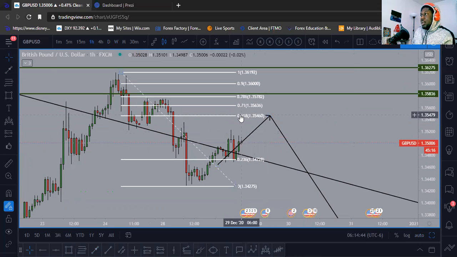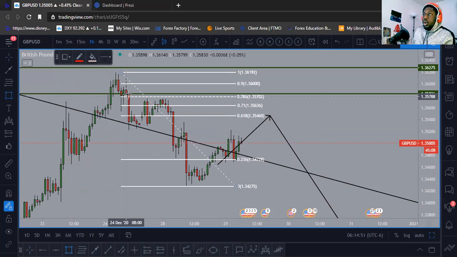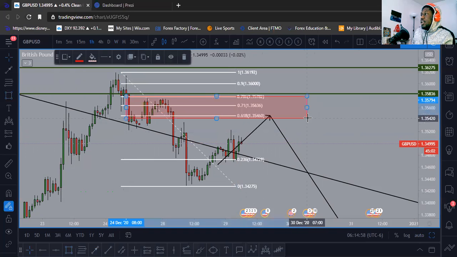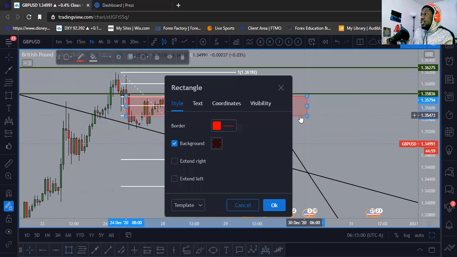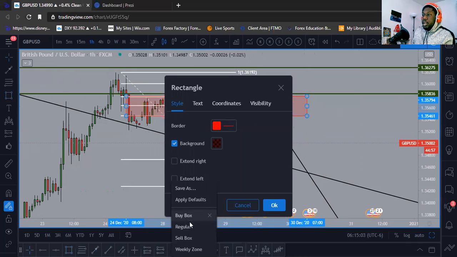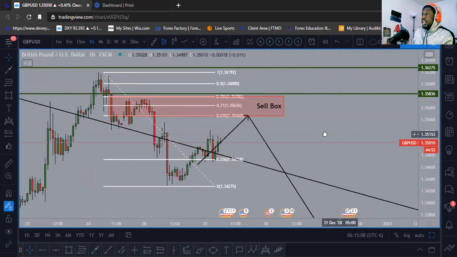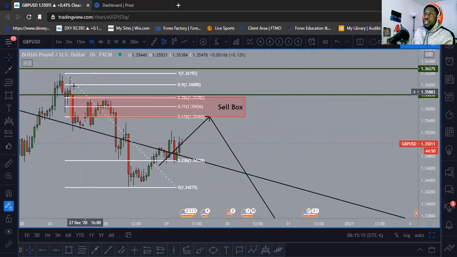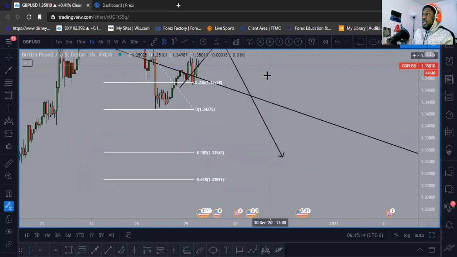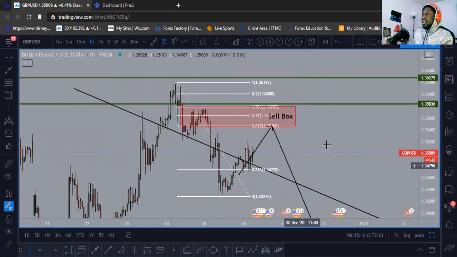I like this 61.8 move to the upside where 1.35460 could be your possible entry for a sell, or just this whole area right here in general. This is the sell box right here. So go ahead and drop a sell box. Great. So I'm looking for sells right there because I do like this retracement after this bearish move right here, and then continuation to the downside. That would be most ideal in my opinion.